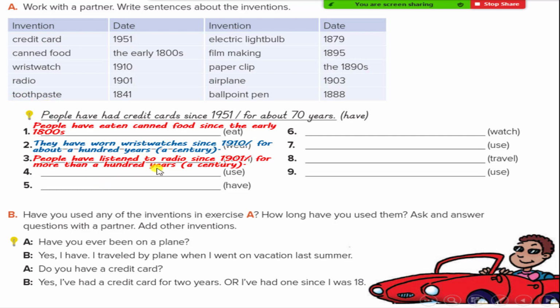We say people have used toothpaste since 1841. Number 5, electric light bulb. They have had electricity since 1879. Number 6. Watch, film making.